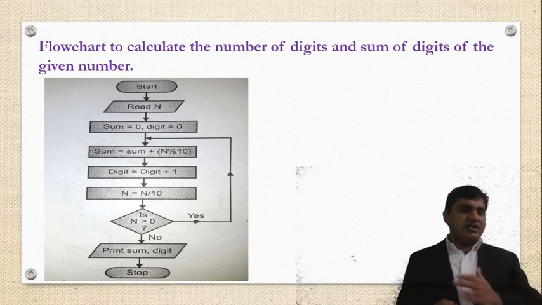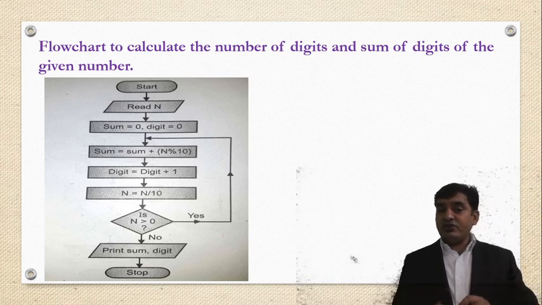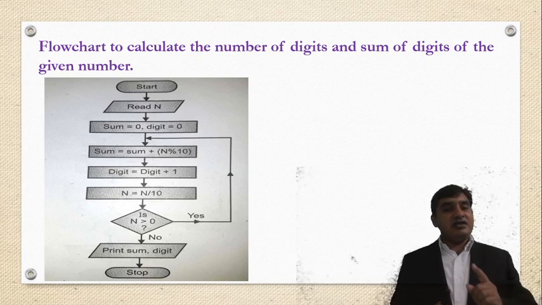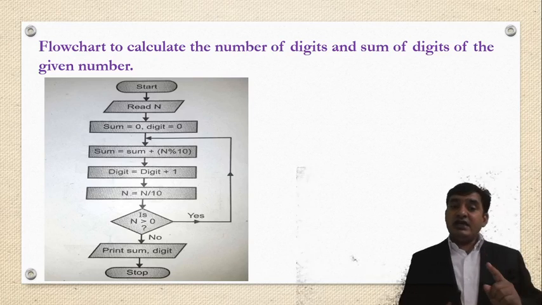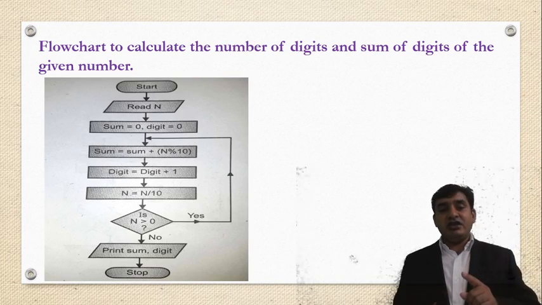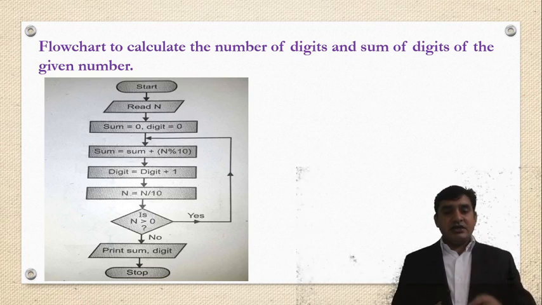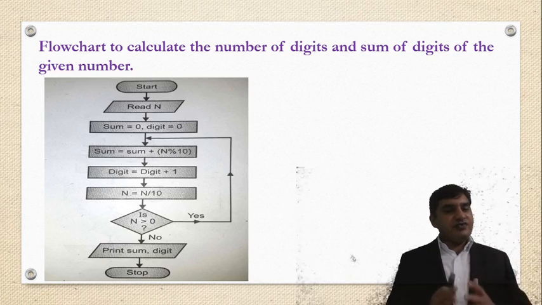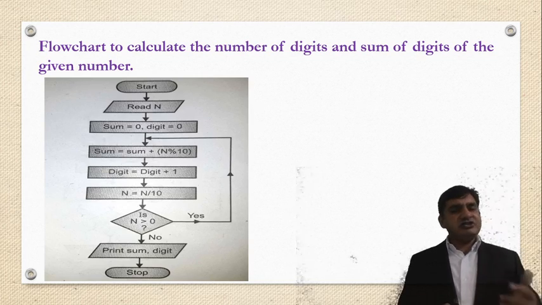Now we have to check the condition. Is n greater than 0? If yes, then again sum is equal to sum plus the remainder of n divided by 10. But if n greater than 0 is false, then print sum and digit and stop.